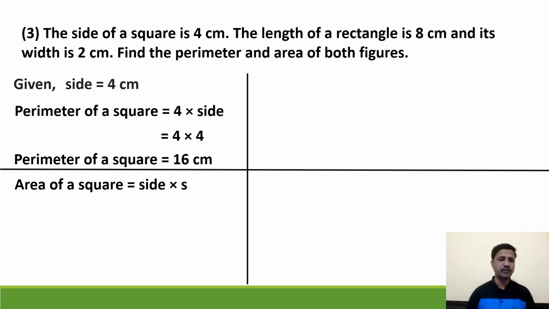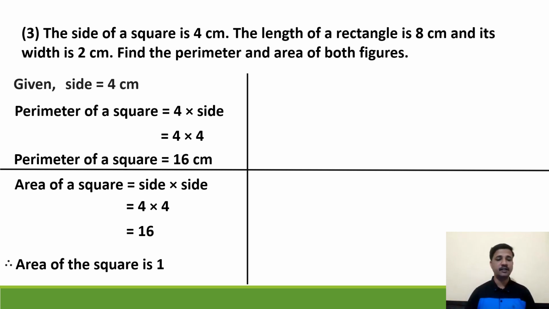Area of square is side multiply side. So 4 multiplied by 4. It is also 16, but the area of the square is 16 square centimeter. Okay. Area of square is 16 square centimeter.